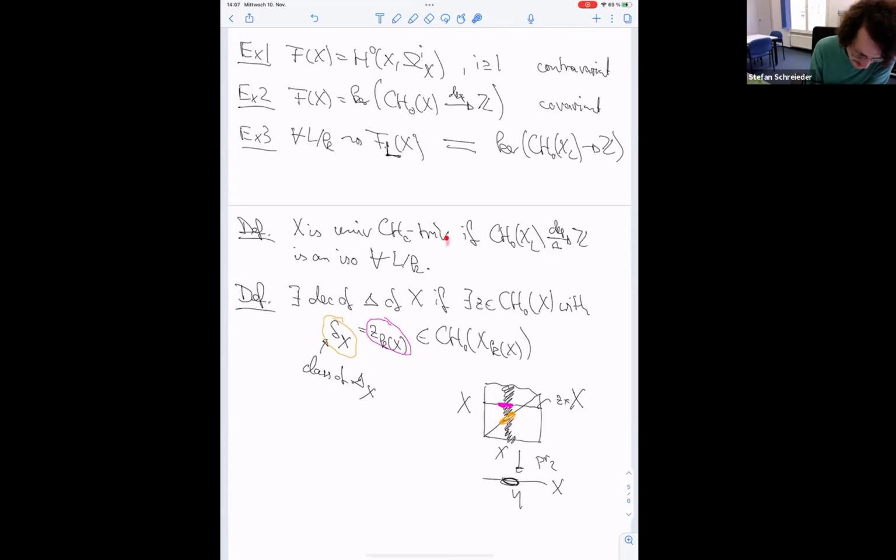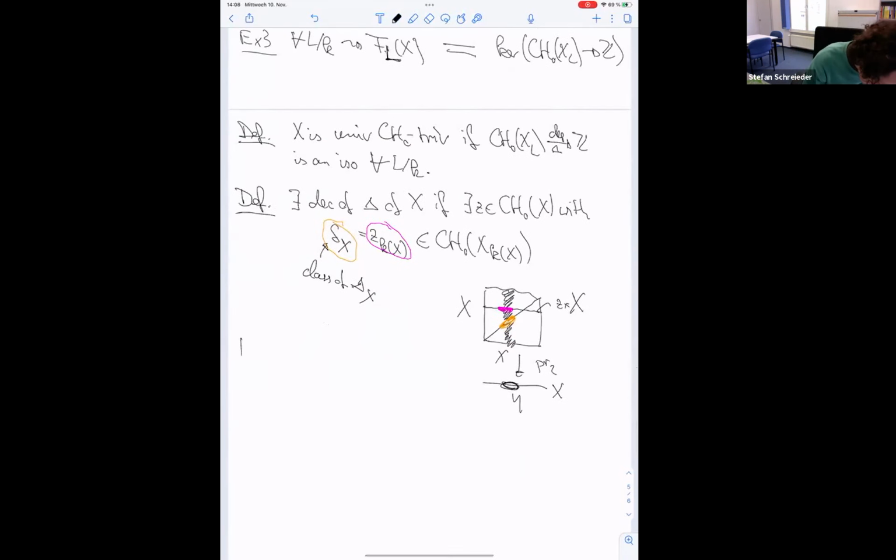if something is universally CH_0 trivial, then that must be true if X is smooth projective, because this cycle has degree 1 and that cycle has also degree 1. They have both the same degree. And so the difference must be 0 if the variety is CH_0 universally trivial. So this is really a special case where one finds two more or less canonical cycles of degree 1 that have to be 0 if this universally trivial condition here is satisfied.